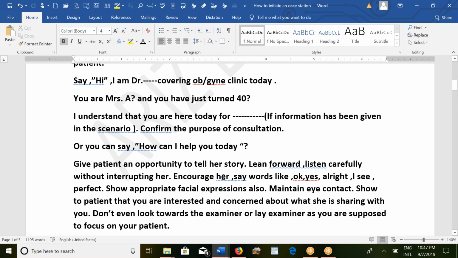Encourage her. Say words like, "Okay, yes, all right, I see, perfect." Show appropriate facial expressions also. Maintain eye contact. Show to patient that you are interested and concerned about what she is sharing with you. Don't even look towards the examiner or lay examiner, as you are supposed to focus on your patient.